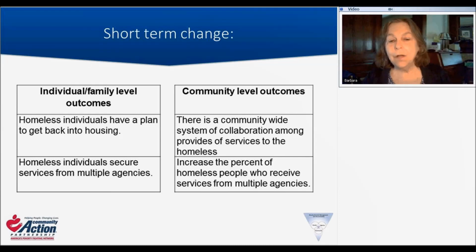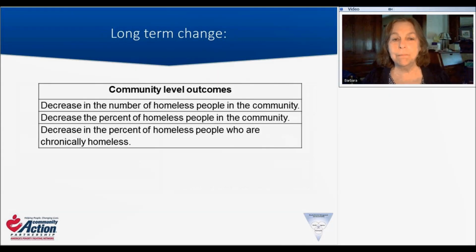And the corollary to those two family-level outcomes are these: at the community level, that there's a community-wide system, that we've changed the system, and that now human service providers are collaborating among themselves where they weren't before, and that there's an increase in the percent of the homeless people who are actually receiving multiple services. So that's an important piece.